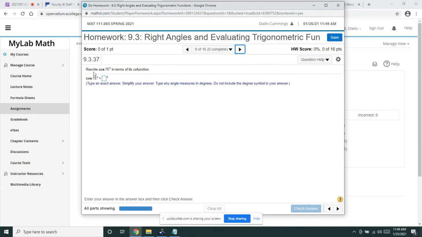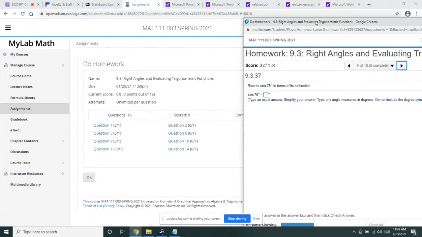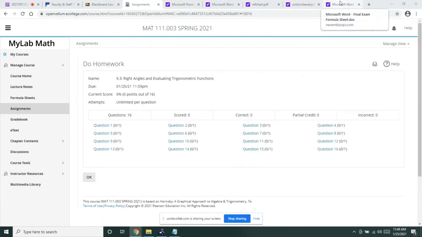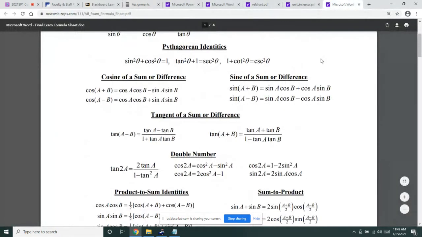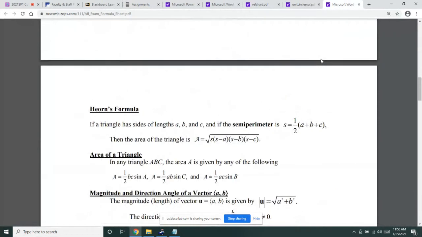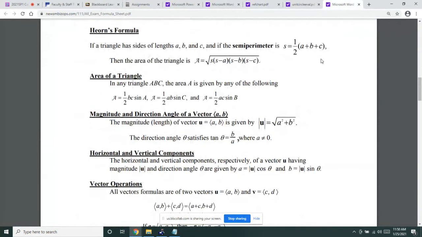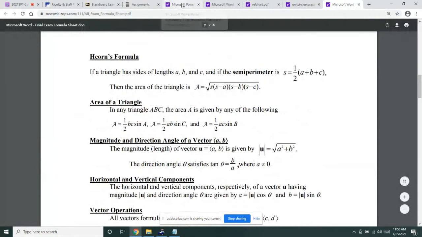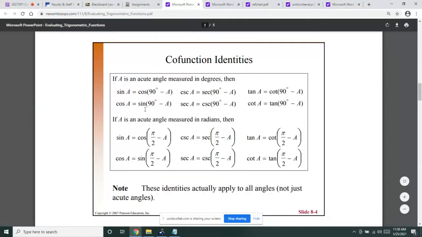Okay, here's problem number 9. It says rewrite cosine of 75 degrees in terms of this cofunction. The first thing you must do is refer to the formulas. Now, for whatever reason, the cofunction formulas are not on the all exam formula sheet. Let me just make sure, but I don't think that they're on the all exam formula sheet. However, they are in these lecture notes.